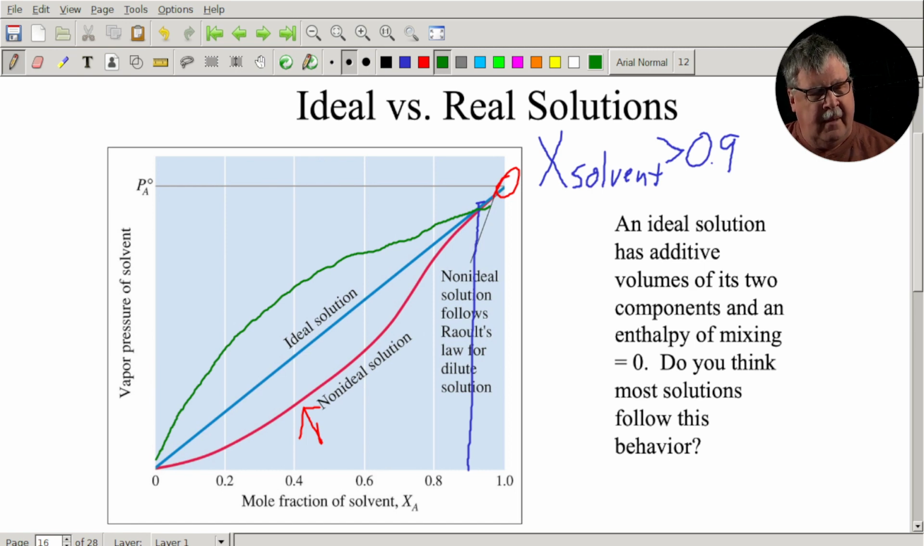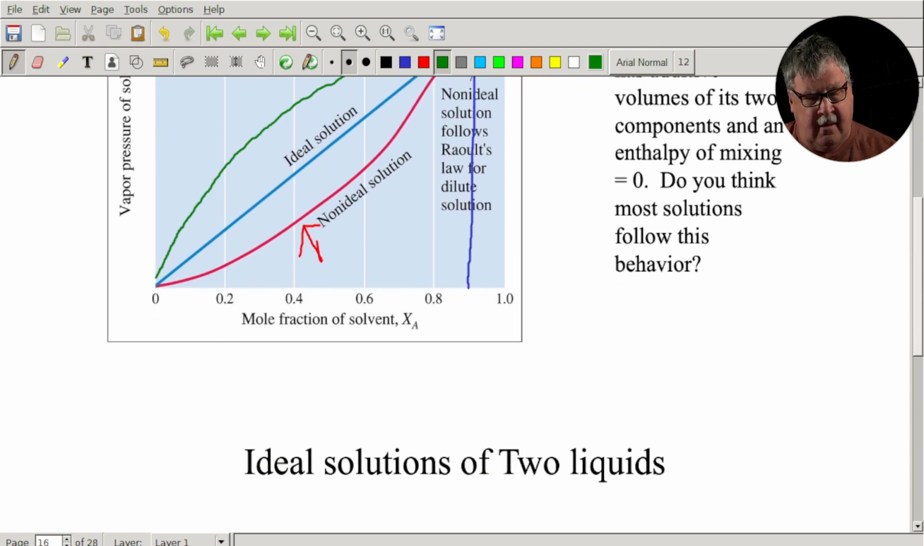Okay, my wife actually told me when she first worked in an organic chemistry lab, they used Raoult's law for molar mass determinations. And we will talk about those calculations, but again, we won't be using Raoult's law for it. We'll be using others.